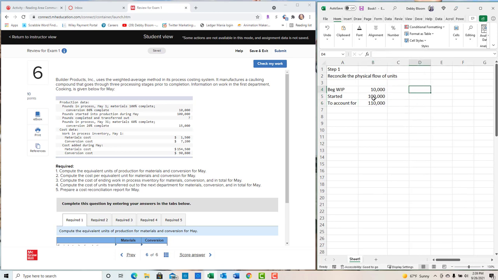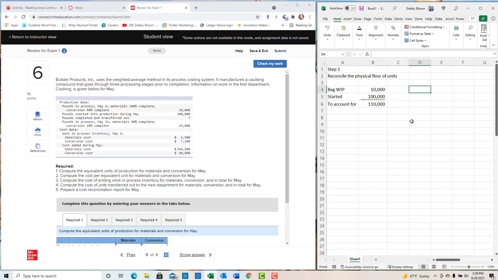Now, on the other side, to reconcile to that, we take the units completed and transferred out, and our ending work in process, and those should equal the units accounted for. It is a rule in process costing that, unless you have spoiled units, the units to account for have to equal the units accounted for.